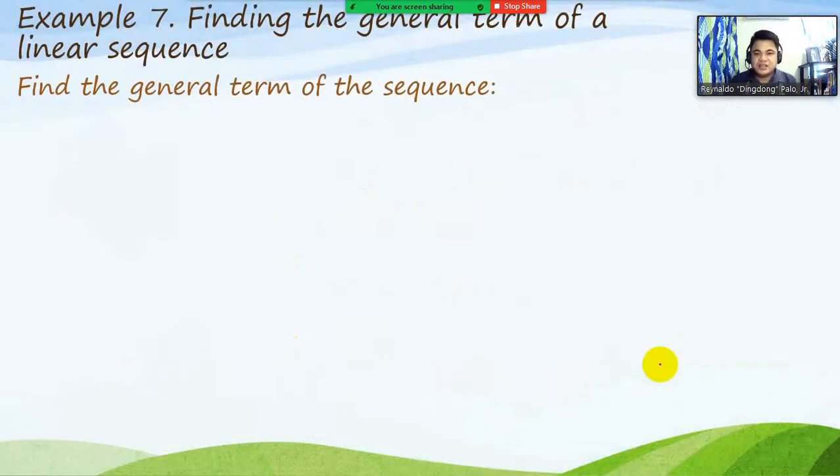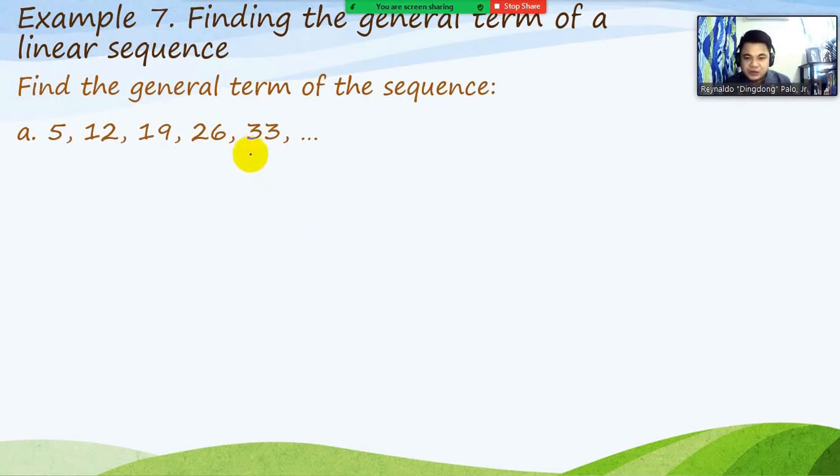Example, finding the general term of a linear sequence. So this is what I'm talking about. The terms are given, but the general term or the formula is not there. All we need to do here is to solve for the general term or the formula of this sequence. Okay, the initial step is get the constant and check whether it is a linear sequence or not.